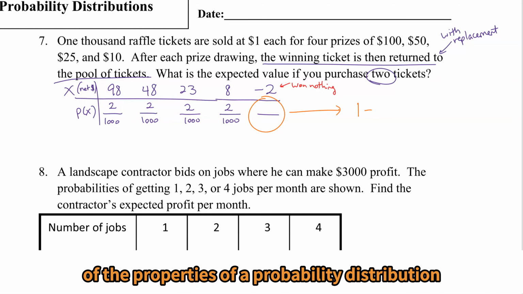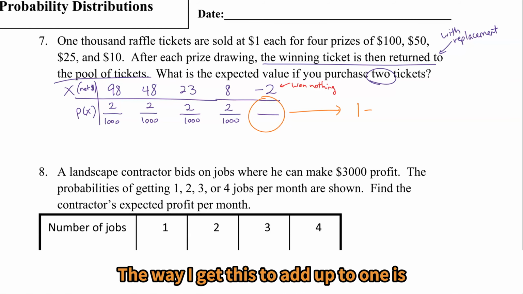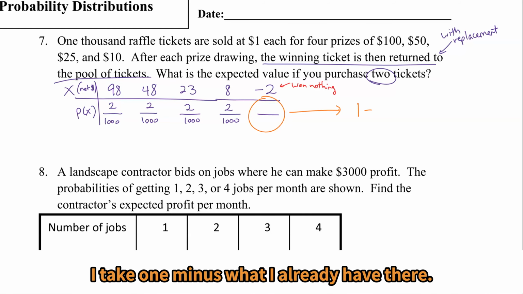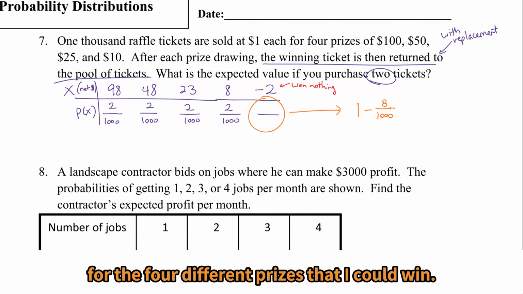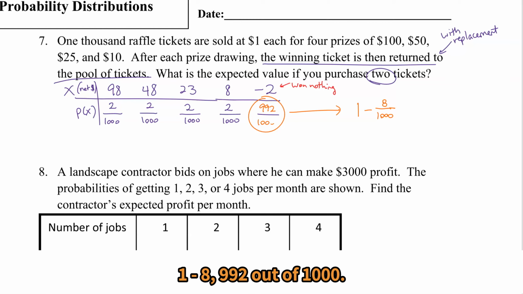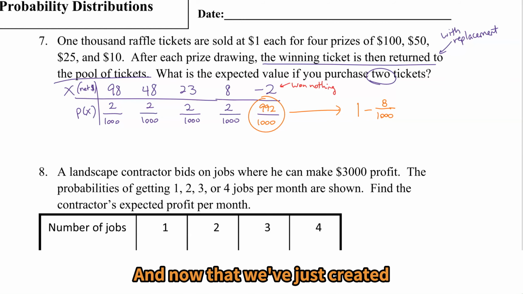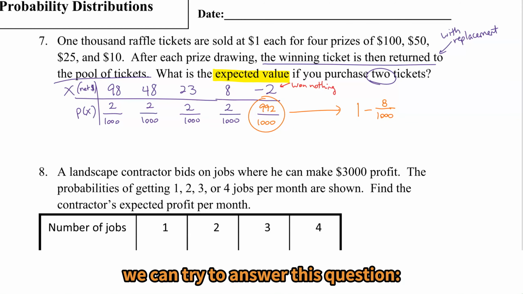What's the probability we don't get drawn at all? Remember that one of the properties of a probability distribution is that all of the probabilities have to add up to 1. The way I get this to add up to 1 is I take 1 minus what I already have there. So I have 2, 4, 6, 8 out of 1,000 for the 4 different prizes that I could win. So my probability of losing will be 1 minus that. 1 minus 8, 992 out of 1,000.